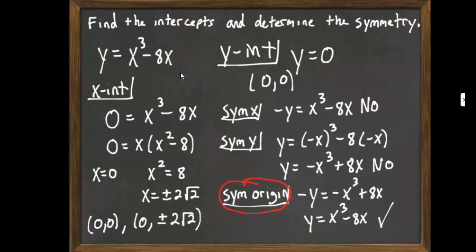And so there we are. We found our intercepts, our x-intercepts and our y-intercept, and we have our symmetry. Of course, it's possible you could have ones where all three symmetries work, or ones where none of the three symmetries work, or, as we just did here, where just one of them happens.